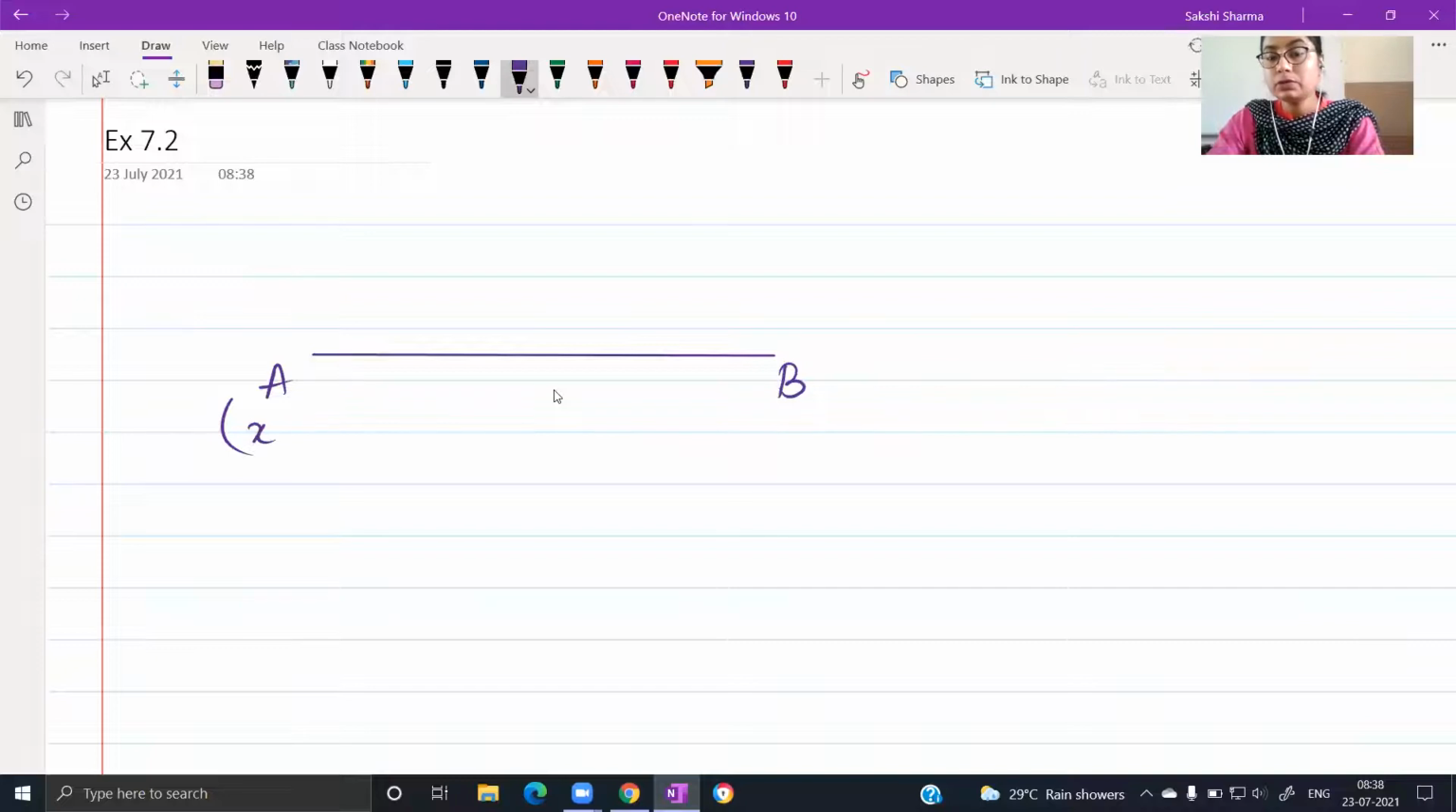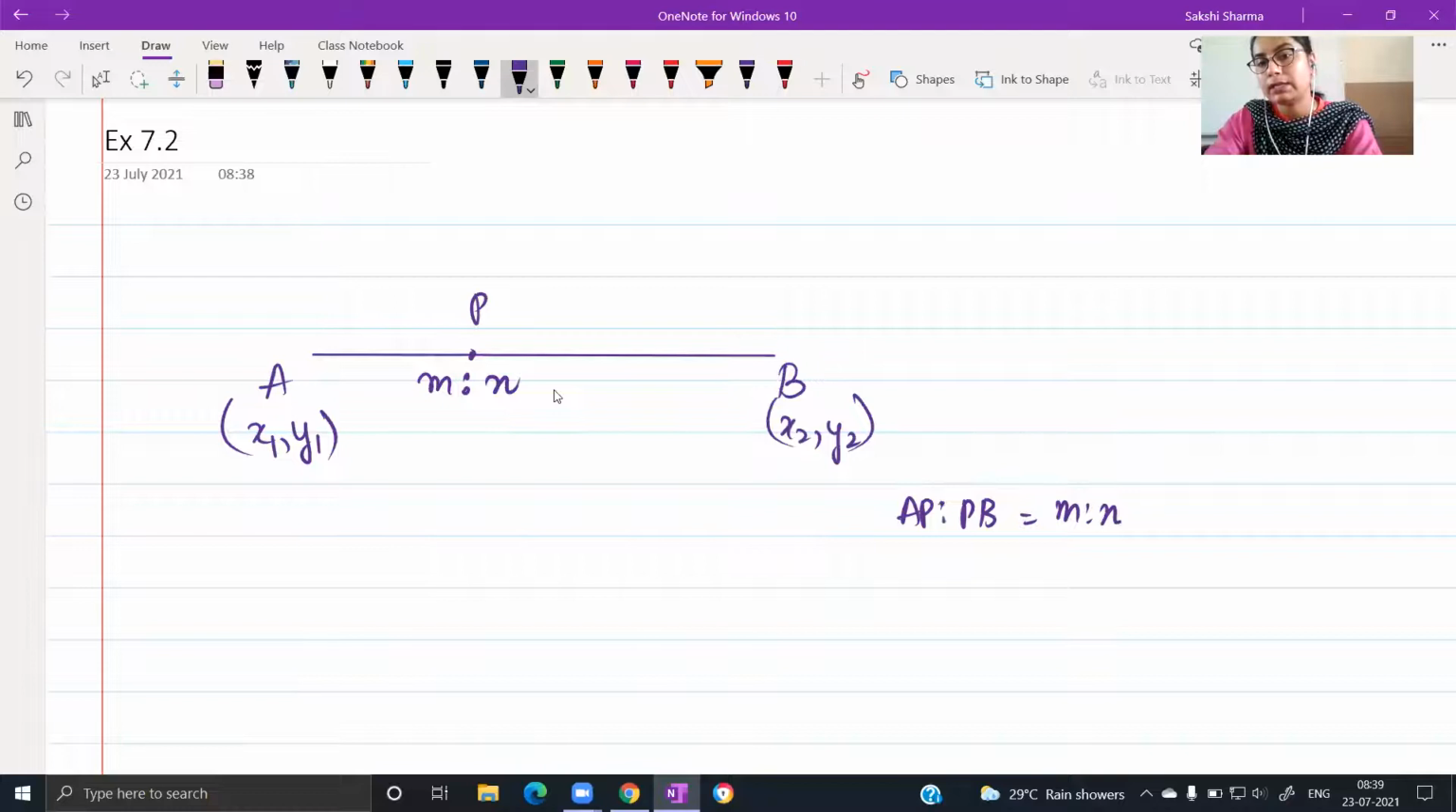So let us say we have a line segment AB. The endpoints have coordinates x1, y1, x2, y2 respectively. There is a point P on this line segment, and the ratio in which this point divides line segment AB is M1 is to M2 or M is to N. So the ratio of AP to PB is M is to N. This is what's given. If we say that the coordinates of point P are represented by X and Y, then we can have a relation.